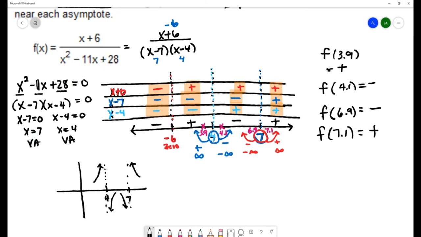So hopefully you see that that matches. We got positive to the left of 4, negative to the right of 4, negative to the left of 7, positive to the right of 7. So we could get the same pluses and minuses, which tells us that the y goes to infinity or negative infinity.